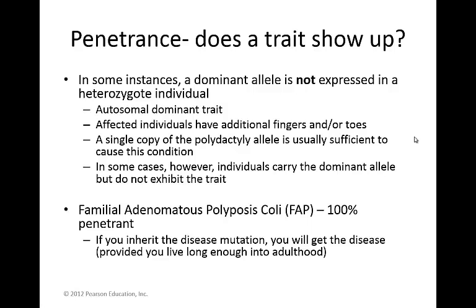A different example is one that involves cancers: familial adenomatous polyposis coli, FAP. We know that it is 100% penetrant. If you inherit this disease mutation, you will get the disease. And again, this is provided you live long enough into adulthood. There are more studies going on right now on different types of disorders.